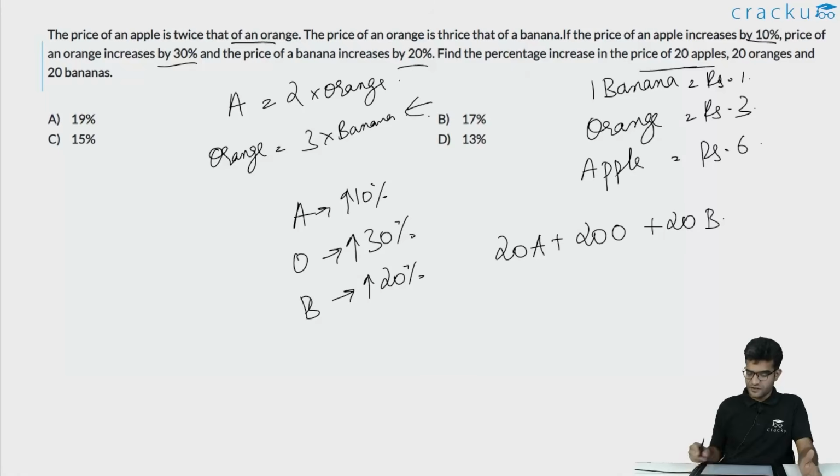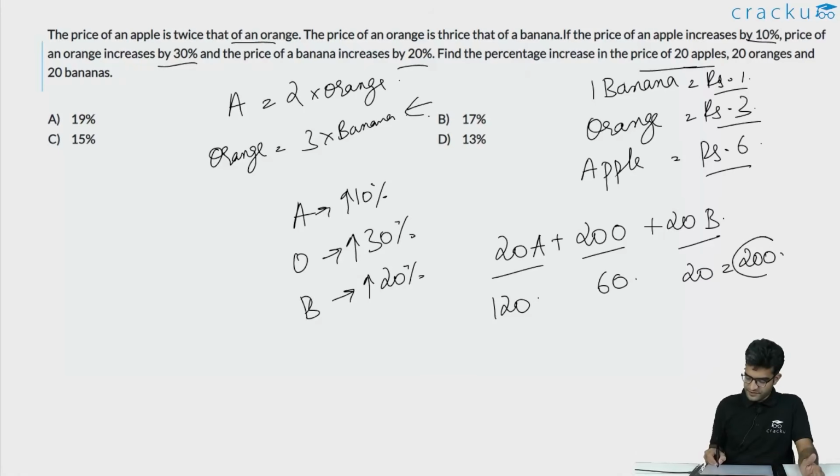What was the original cost of 20 apples? It will be 20 into 6, which is 120. The original cost of 20 oranges will be 20 into 3, that is 60. And the price of 20 bananas will be 20 into 1, so that is 20. So this initially costs rupees 200.